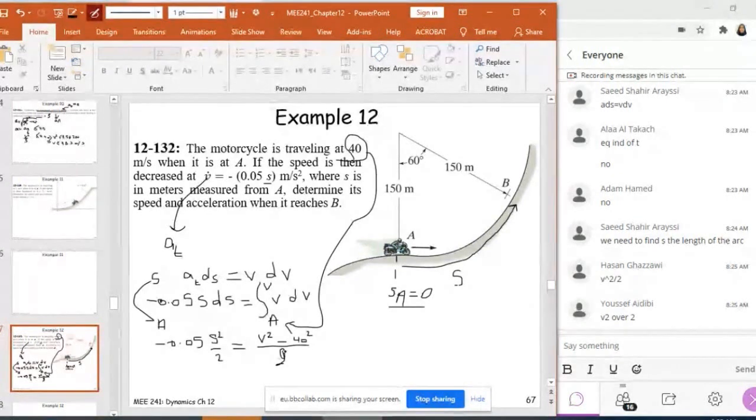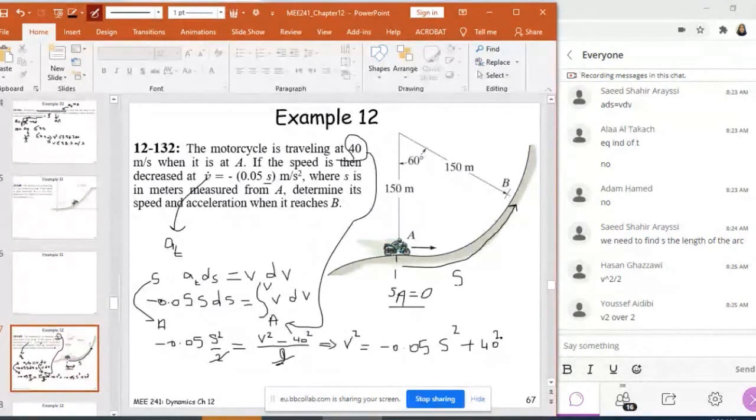So then I can remove this 2, and this means, guys, that V squared for any S is equal to minus 0.05 S squared plus 40 squared. You agree with me, guys? Do you have any questions so far? So this is V squared. Okay, now the question is to find this V, but at B.